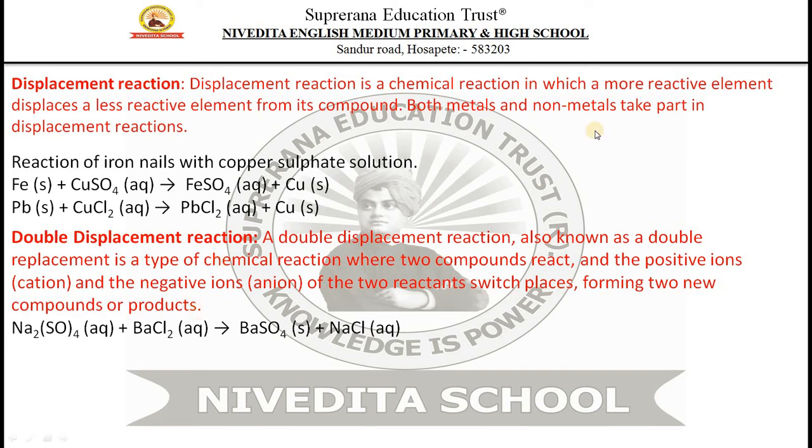Right, so what is this? This is almost similar to a displacement reaction. In a displacement reaction we had one element and one compound, but here we have two compounds. So what they are telling is that the positive ions, that are cations, and the negative ions switch places. So let us see what those are.